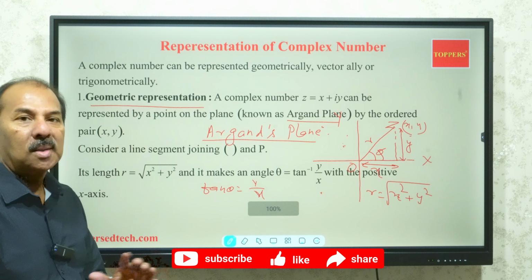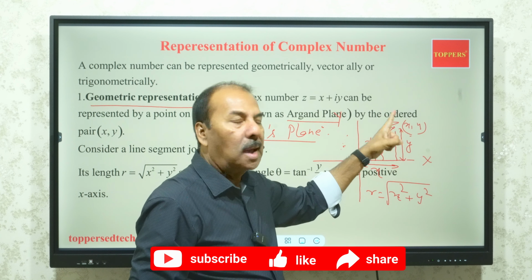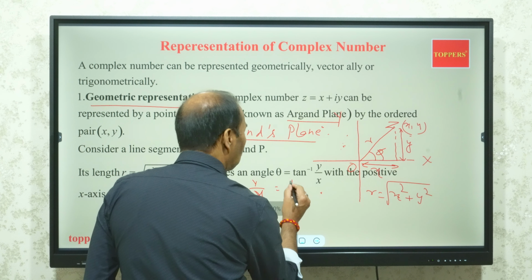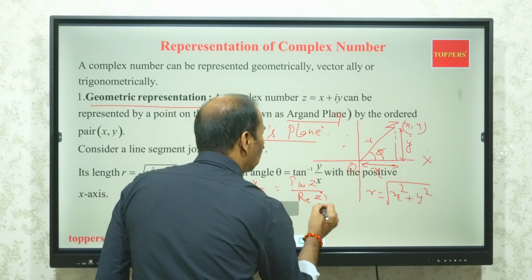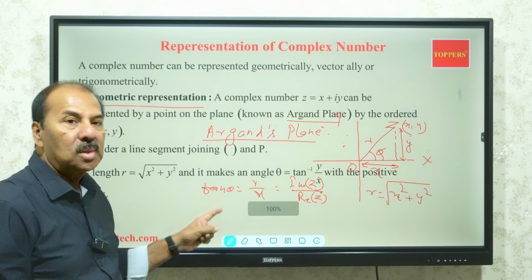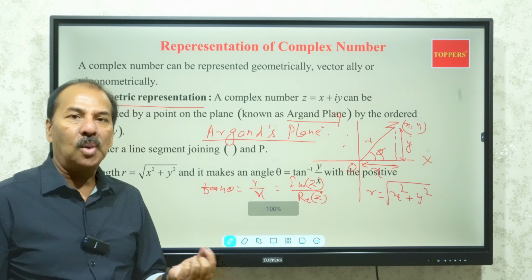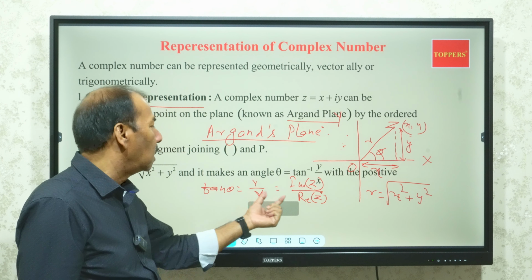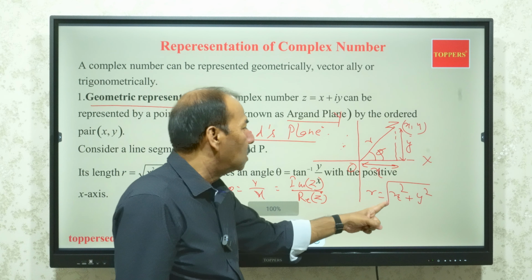Now let us generalize. y is the imaginary part of the complex number and x is the real part of the complex number. So we can say that tan theta is the imaginary part of z upon the real part of z. This becomes a general representation. That is, tan theta is always the imaginary part divided by the real part. You can't say it is always just x or y, it can be some different term. So tan theta is this, and r is equal to this.